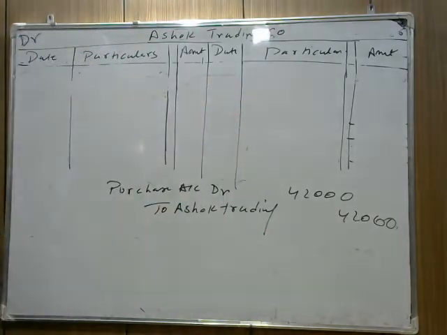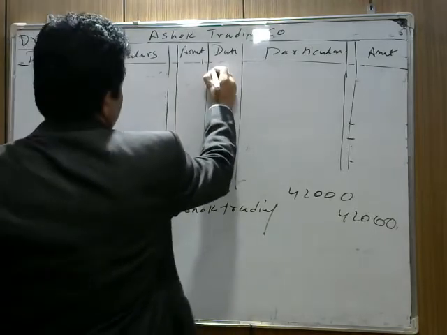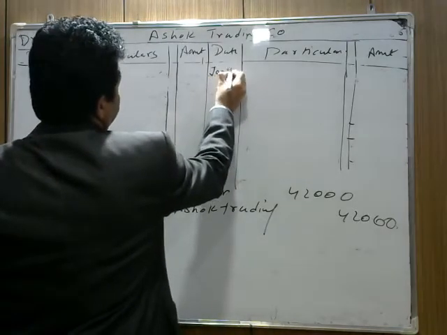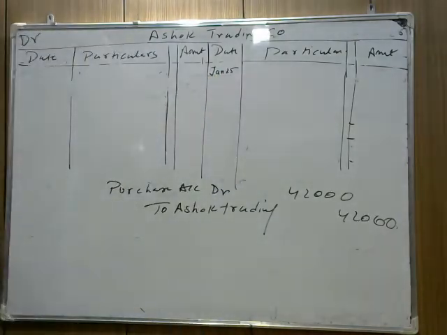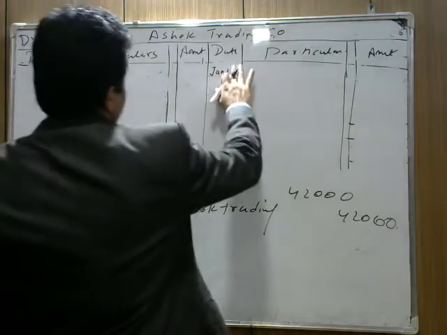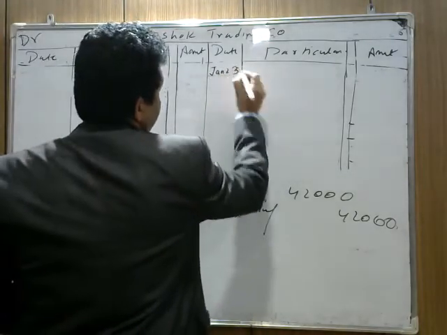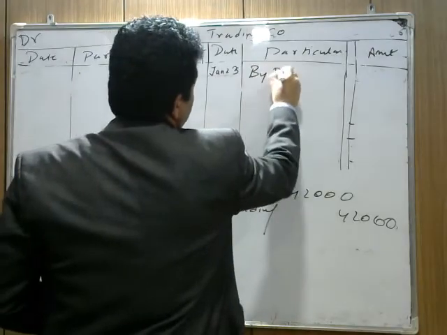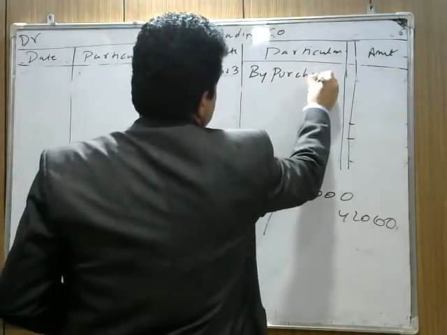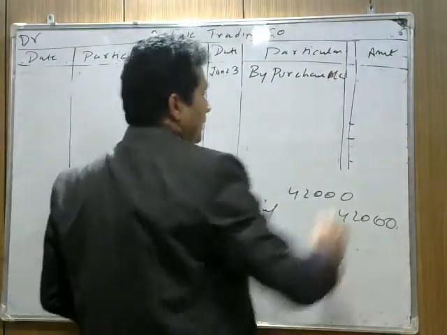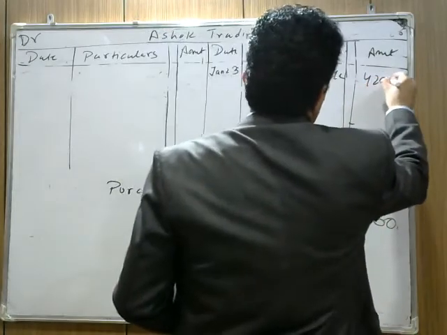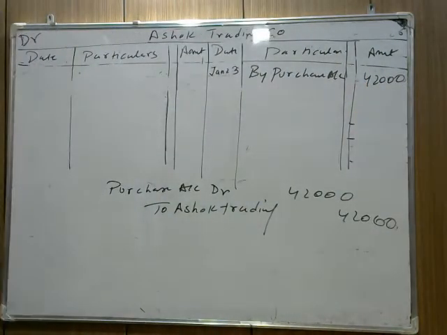And it's mentioned here on Jan 25th. We write on Jan 23rd, we purchase goods from Ashok Trading Company. We write by purchase account. And the amount will be 42,000. There is one more transaction here.